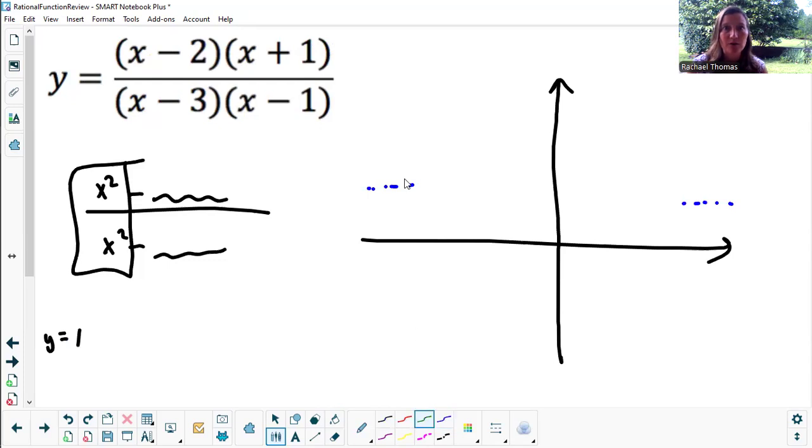Zeros at the top give me my zeros. That would be x equals positive 2 and x equals negative 1. Zeros of the bottom give me my vertical asymptotes. So that would be x equals positive 1 and x equals positive 3.